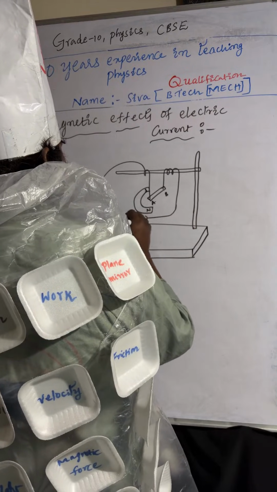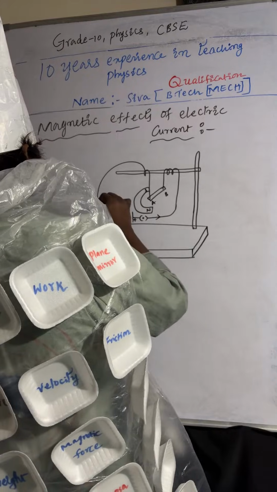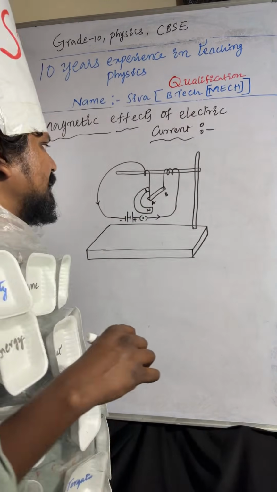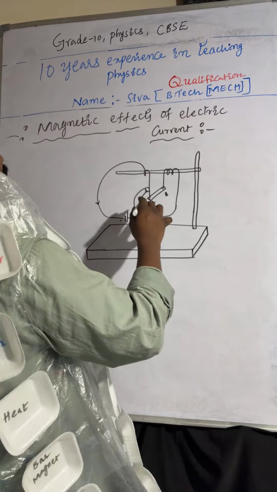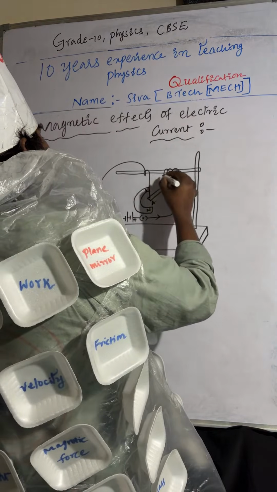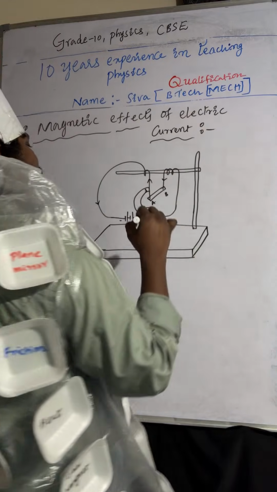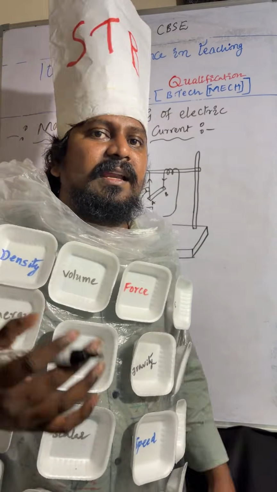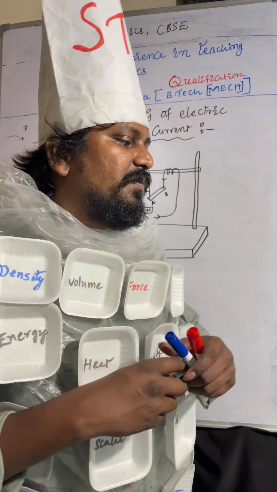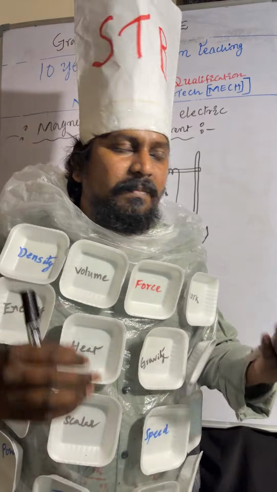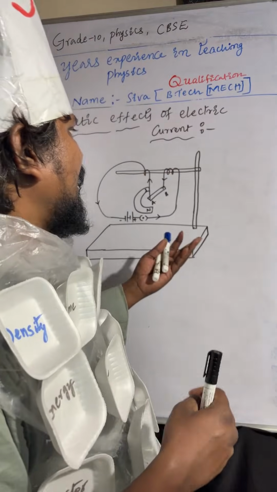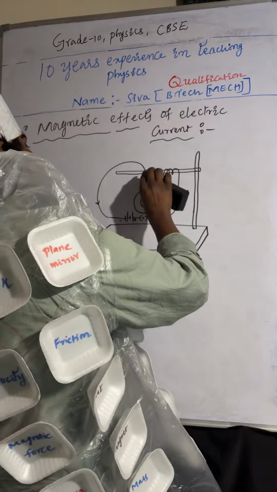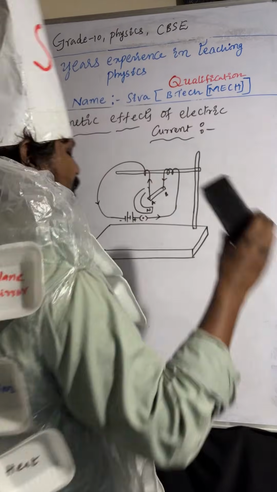Positive terminal, negative terminal, current is passing like this. Okay, so current is passing. A current carrying conductor placed in the external magnetic field experiences a force. By using Fleming's left-hand rule, we can identify the direction.